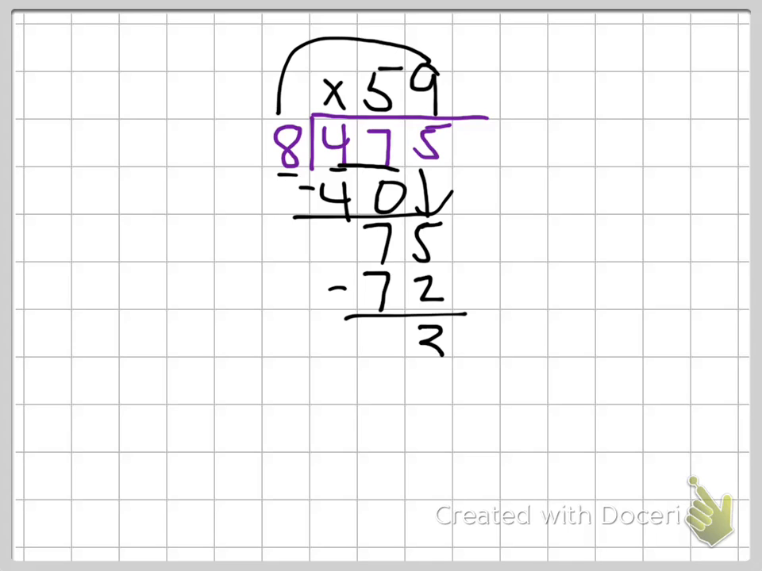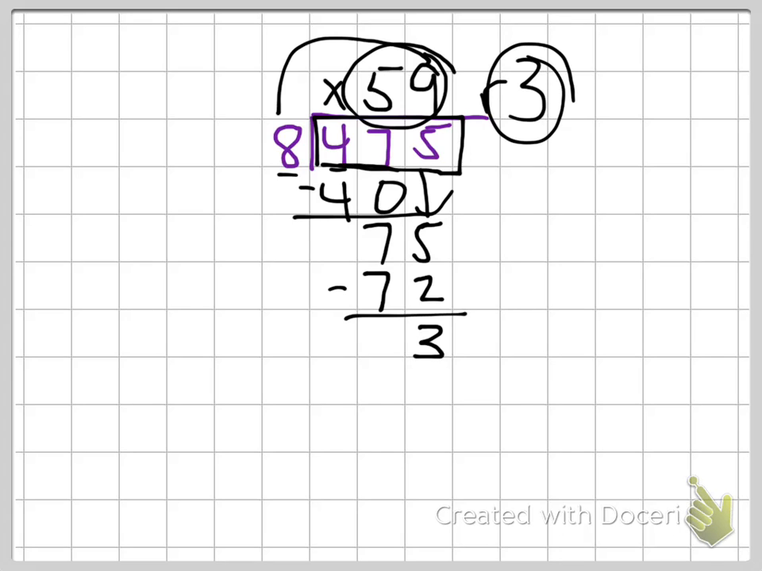I figure out what I have left over. I have 3 blocks that are left over, 3 ones blocks. After you subtract and there's nothing left to bring down, you have your remainder. Like I say in class, if we had 475 apples and we had 8 bags, we would be able to fit 59 in each bag, and then there would be 3 apples remaining.